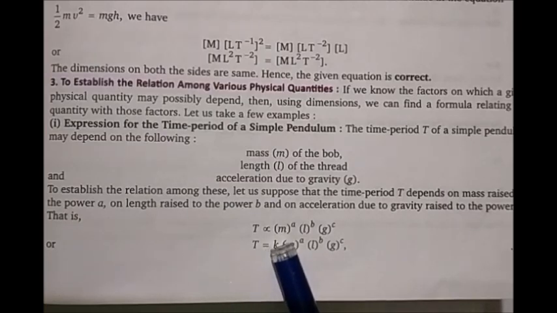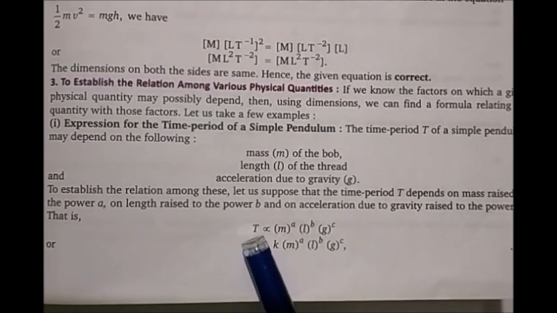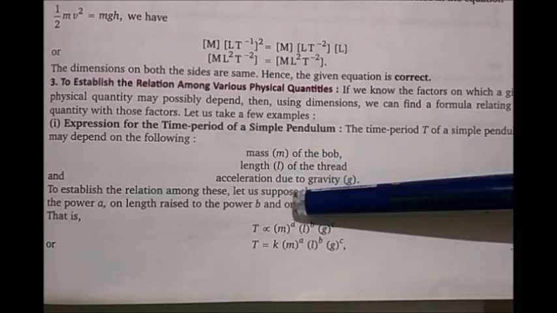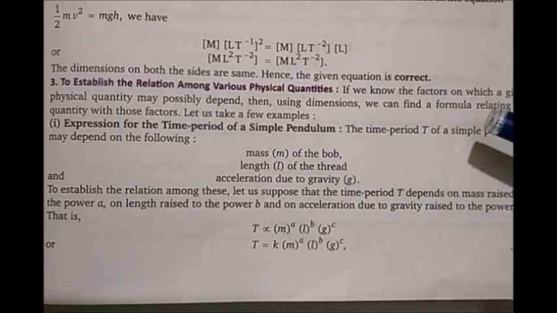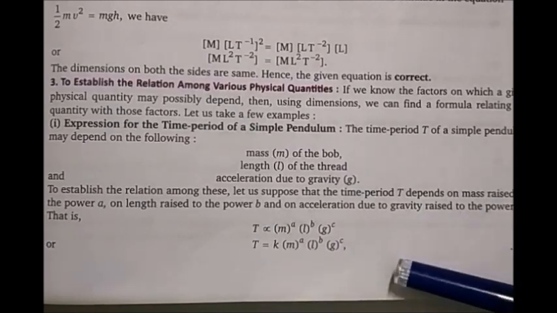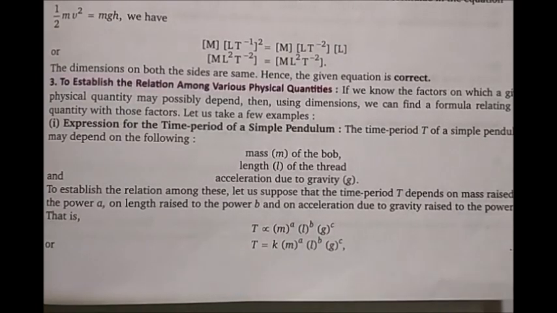So you find mass, length and acceleration due to gravity are there. Time is the one which is given on this side, and the quantities A, B and C can be found using the dimension analysis. Once you go through this, you will be able to make a final answer of what the equation of this particular relationship could be.